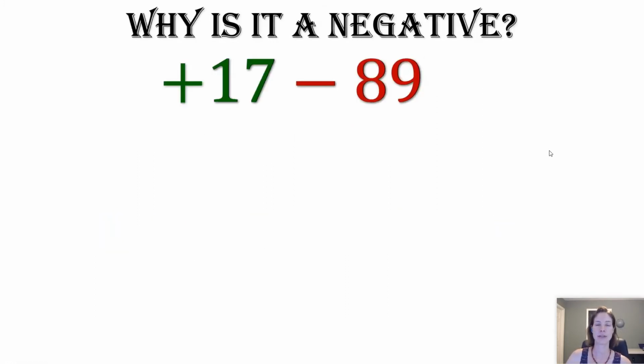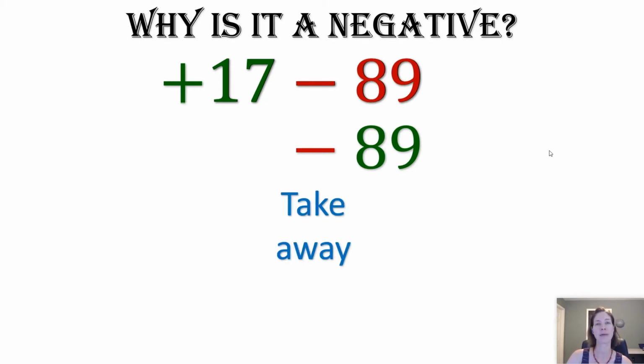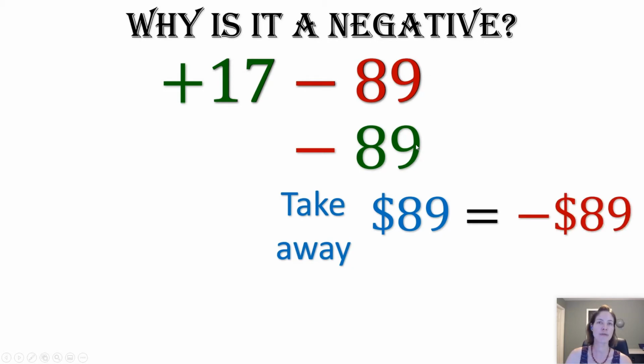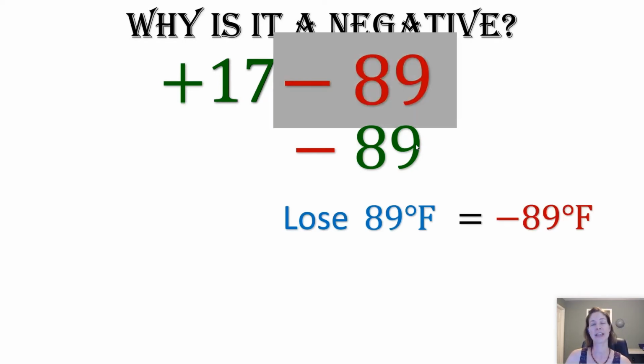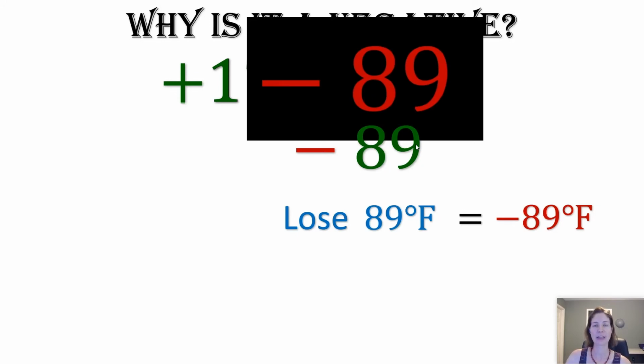Now, I often have students who think that 89 here is a positive. So I want to talk about that. If you're subtracting a positive, because that is one way you could look at this, you are minusing 89 or subtracting 89. Well, think about what that means. If you take away $89, if you take away a positive, that means you've lost $89. Or if you lose 89 degrees or it decreases by 89 degrees, then it is a negative 89. So the sign to the left is the sign of the number.